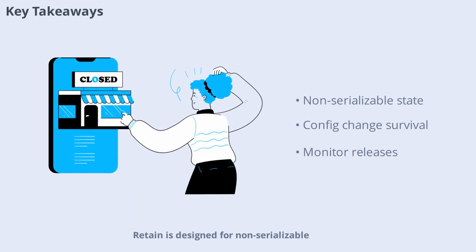Retain is designed for non-serializable state that should survive configuration changes. It works well for caches, media players, and local UI state. Combine it with rememberSaveable when you also need process death survival. Currently, Retain is experimental, so monitor official Compose releases for stable availability. These key points will help you decide when and how to use Retain in your projects.